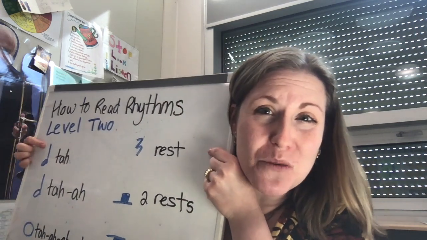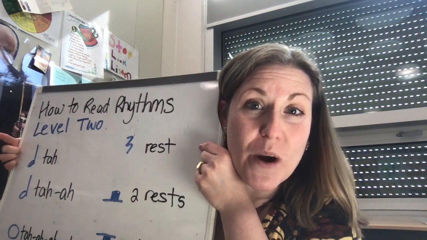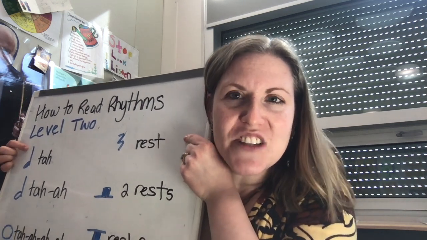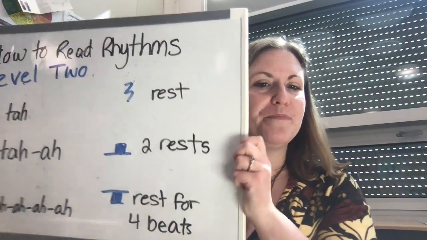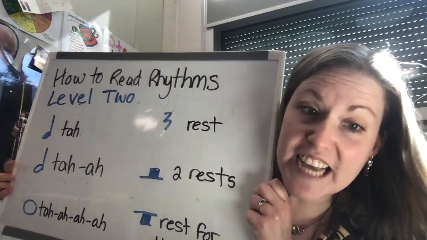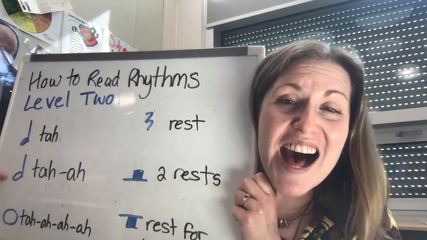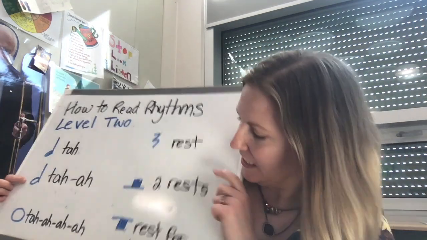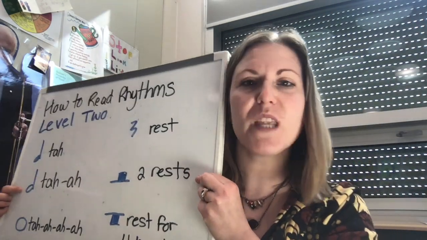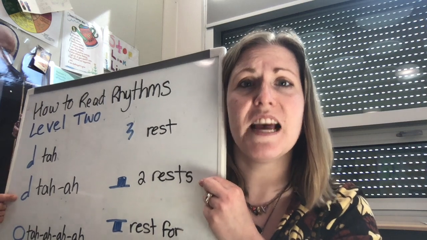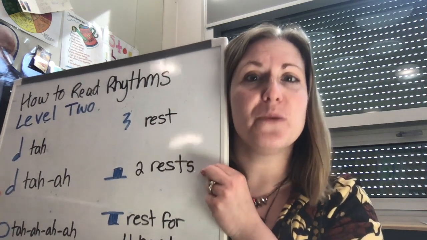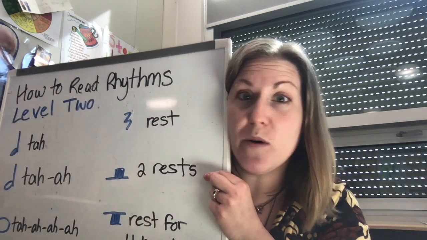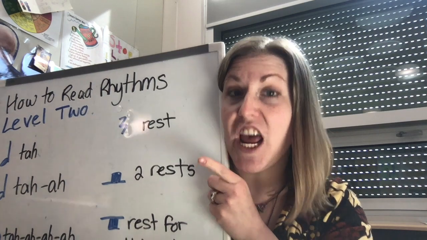Now, sometimes you want to have sounds that are longer than just one beat of noise, ta, or one beat of silence. And so that's where some of these other shapes come in. So this guy here, ta, is when you have a little bit longer of a note, two beats of sound. And similarly, this shape here represents two beats of silence. I like to call it two rests inside my head. But remember, rests are silences, so we don't actually say them out loud. We just think them in our head.